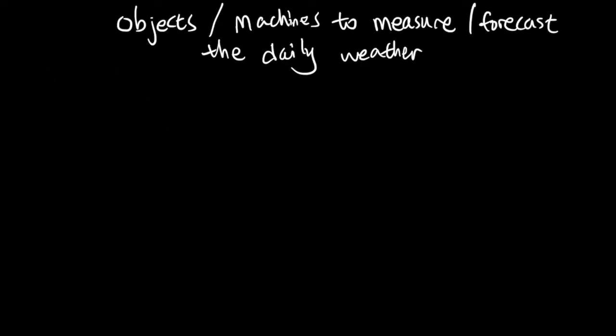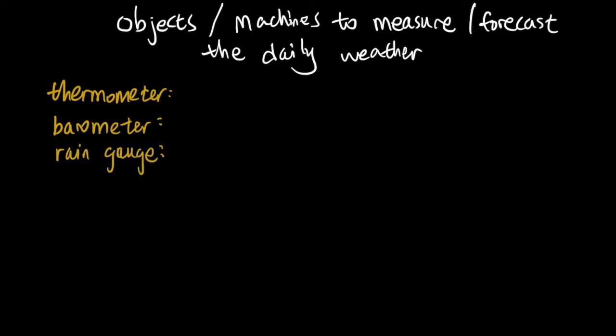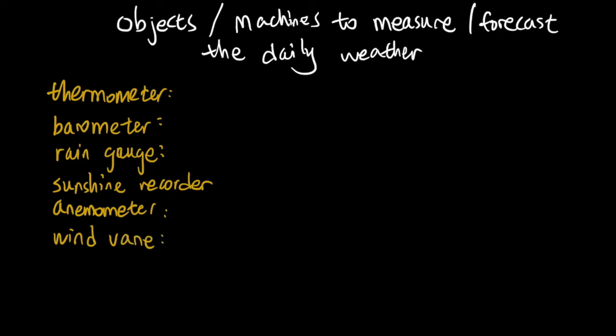Now there are a few things to talk about. Firstly, we have thermometer, we have barometer, we have rain gauge, we have sunshine recorder, we've got anemometer, we've also got wind vane. I think that's 6 of them. We need to memorize all of them. 1, 2, 3, 4, 5, 6.